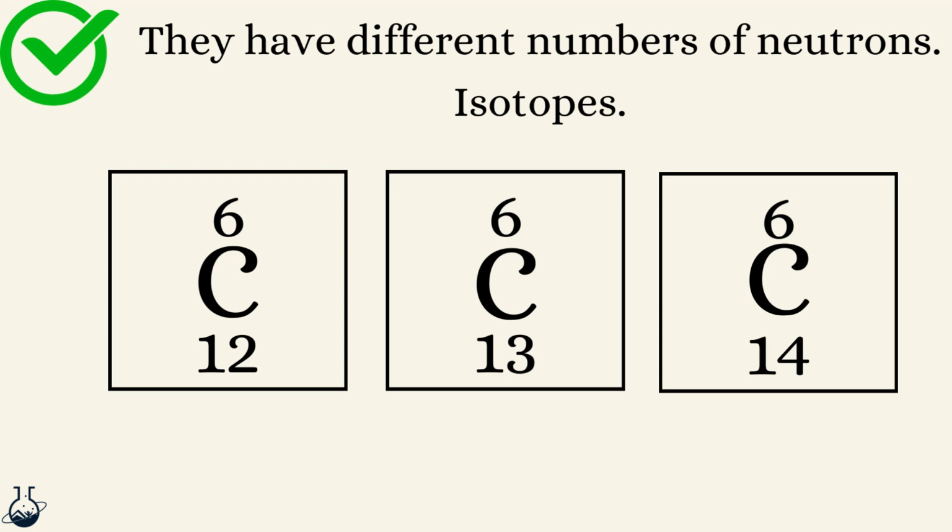Carbon is another example of an element that can exist in different forms as carbon-12, carbon-13, and carbon-14. They all have 6 protons, but different numbers of neutrons. Excellent, that's isotopes covered then.